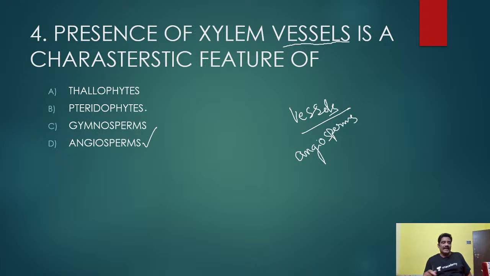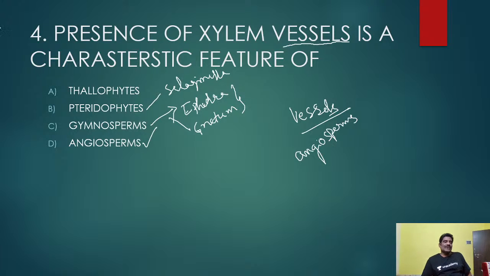For example, among pteridophytes, in Selaginella vessels are present. Selaginella is a pteridophyte in which you will find vessels. In gymnosperms also, in some plants vessels are present. These are exceptions, for example Ephedra and Gnetum. These are plants belonging to gymnosperms where you will find vessels. But usually vessels are absent in thallophytes, pteridophytes and gymnosperms. Vessels are efficient and advanced, and are especially present in angiosperms.